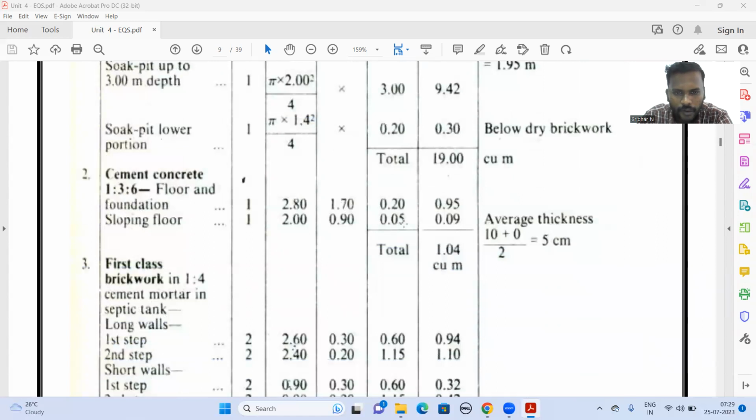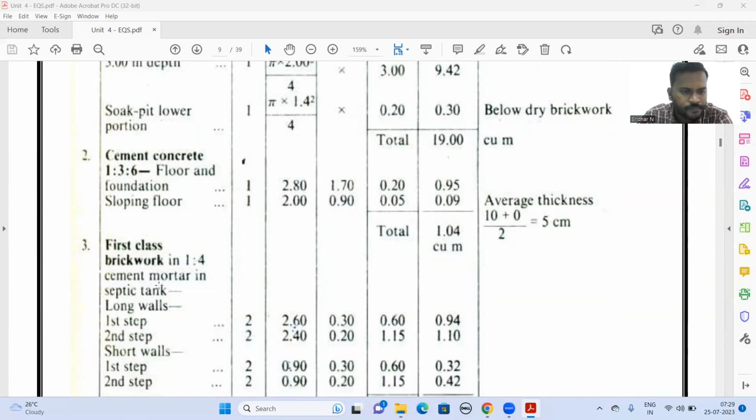So 0.005. So if we calculate all those parameters, that is 1 into 2.80 into 1.7 into 0.2, it will be around 0.95. And for the sloping floor also, if we calculate it, you will get 0.09. And total if we add it, it will come around 1.04 cubic meter.